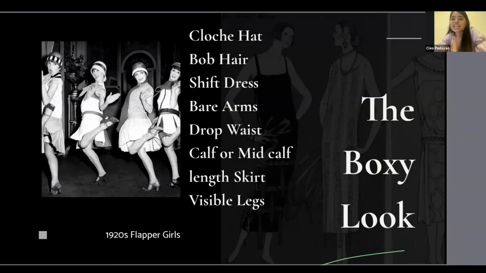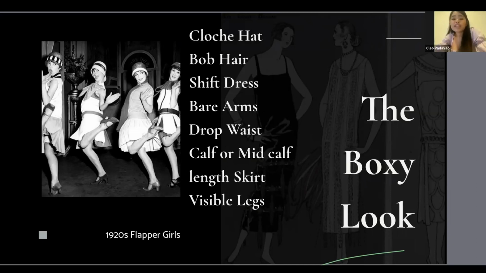And then next is the calf or mid-calf length skirt. Contrary to what we can see in some movies, not all girls wore their skirts at knee length. It was just the flapper girls, or the girls that were more liberated or more experimental, because they were always at parties. So their skirts could be knee length or above the knee. But for most average women, their skirts were calf or mid-calf length.